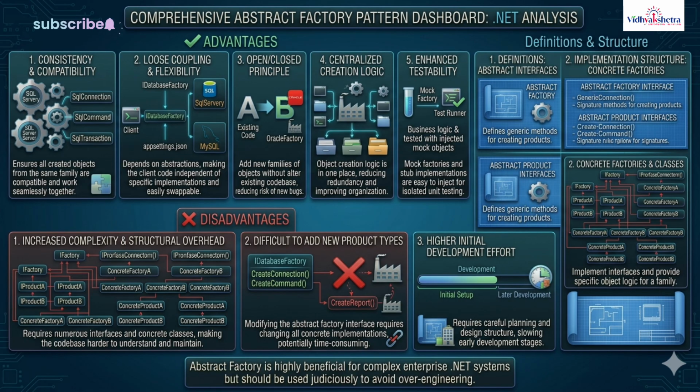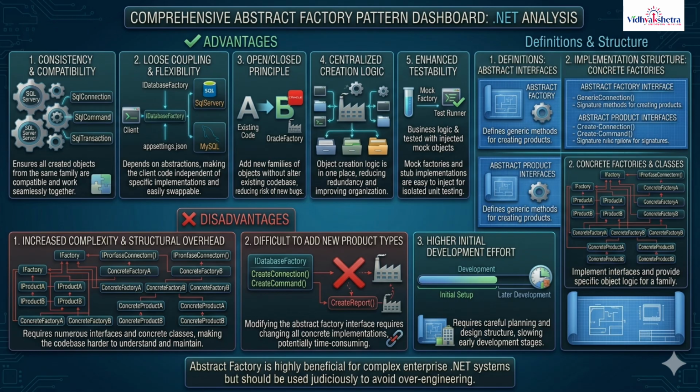The abstract factory design pattern offers several powerful advantages in .NET applications, especially when dealing with complex systems that require the creation of multiple related objects. One of the most significant advantages is consistency across object families. In .NET applications such as database providers, UI frameworks, or service integrations, multiple components must work together seamlessly. The abstract factory ensures that all objects created belong to the same family and are fully compatible with each other.